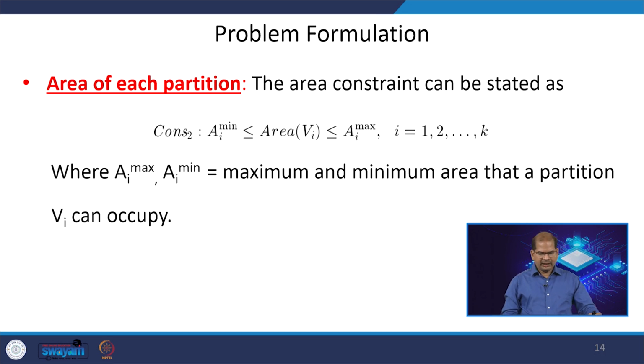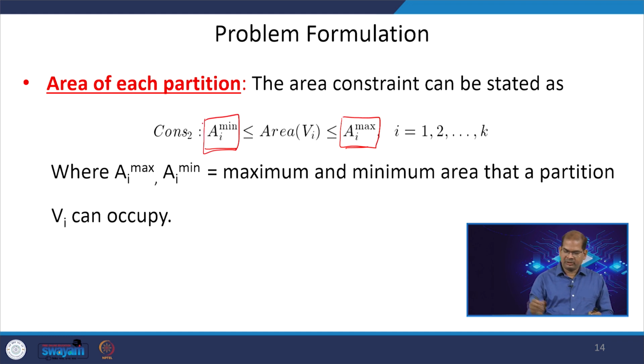Okay. So, now area of a partition basically has an upper limit and a lower limit. Within that upper and lower bound we need to implement the partition. So, we have an upper limit on the area of the partition, and a lower limit on the area of the partition. Basically the max and min area of the partition are used to optimize the area of the partition. So, this goes inside the optimization algorithm in order to optimize the partition.